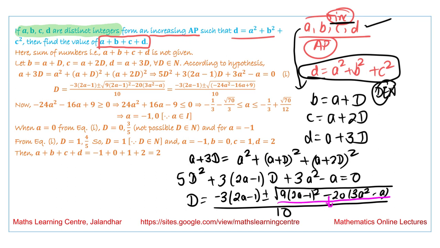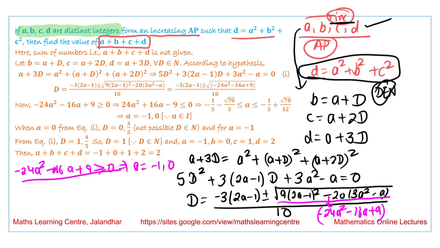So when you simplify the value under the root, you will obtain minus 24A square minus 16A plus 9, and this value should be greater than or equal to 0. We are saying minus 24A square minus 16A plus 9 is greater than or equal to 0, and when you solve this, you will get the values of A as minus 1 and 0. So these are the two possible values that we can have.